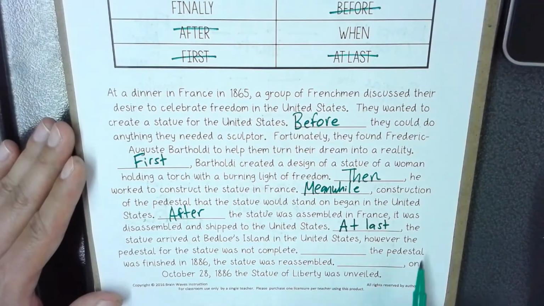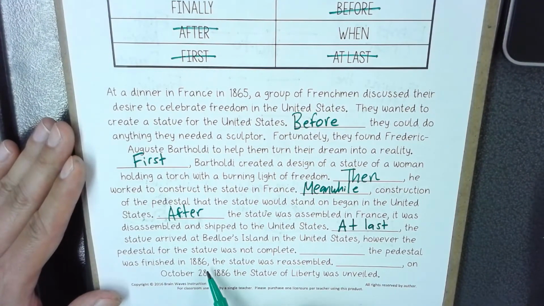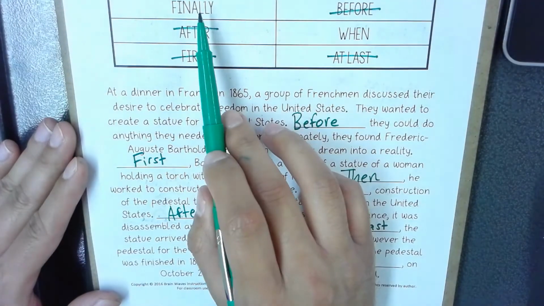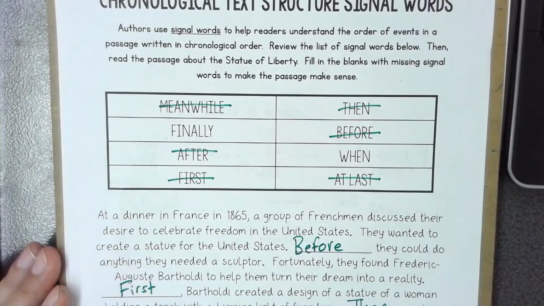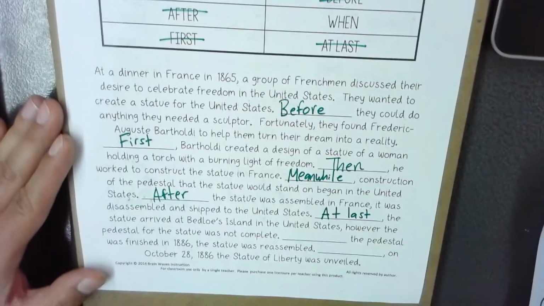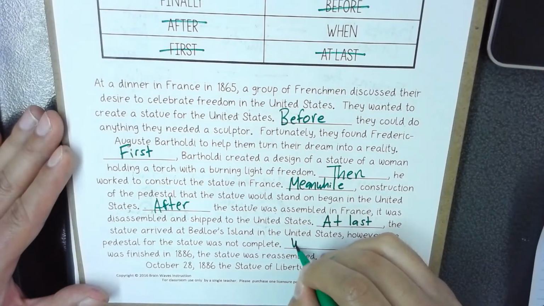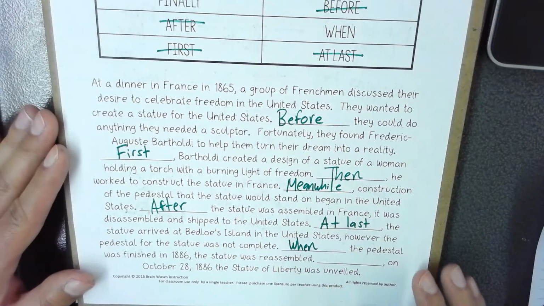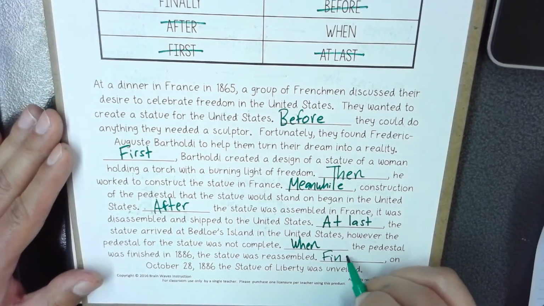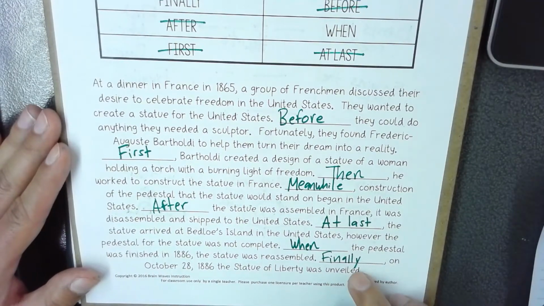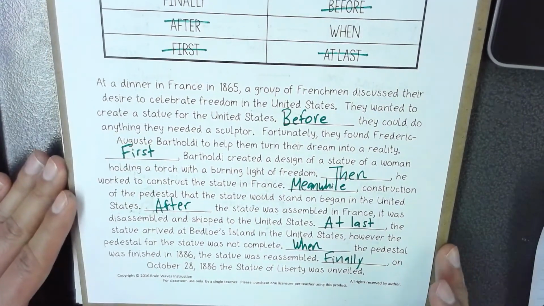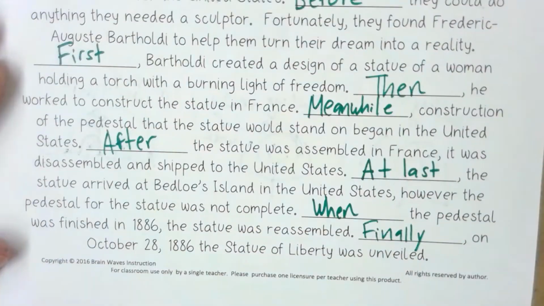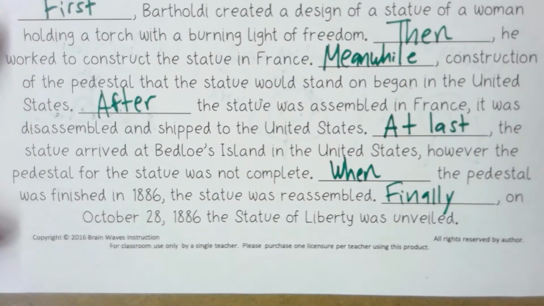Blank, the pedestal was finished in 1886. The statue was reassembled. Now, it's either when or finally. And I think we're going to say finally for the last signal word because we have two more. So it's going to be when. When the pedestal was finished in 1886, the statue was reassembled. Now we use finally. You always use the signal word finally when it's the last signal word that you want to use in a sentence. Finally, on October 28, 1886, the Statue of Liberty was unveiled.